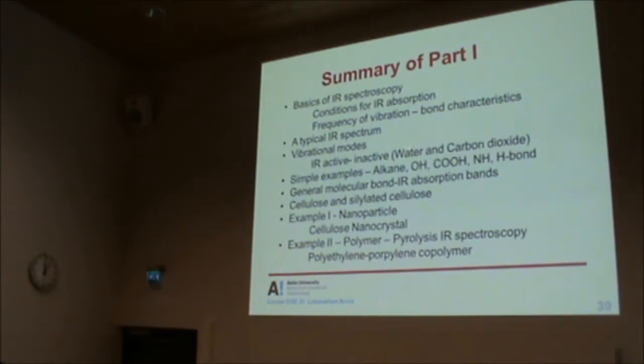Water is a V-shaped molecule, carbon dioxide is a linear molecule, and we also saw one mode of carbon dioxide where, because of its bending, it lost its linear shape and became a bent molecule, and then it became infrared active. And then we saw examples of increasing complexity. We started with alkane, then we added a hydroxyl to it, we added a carboxyl, we added an amine.